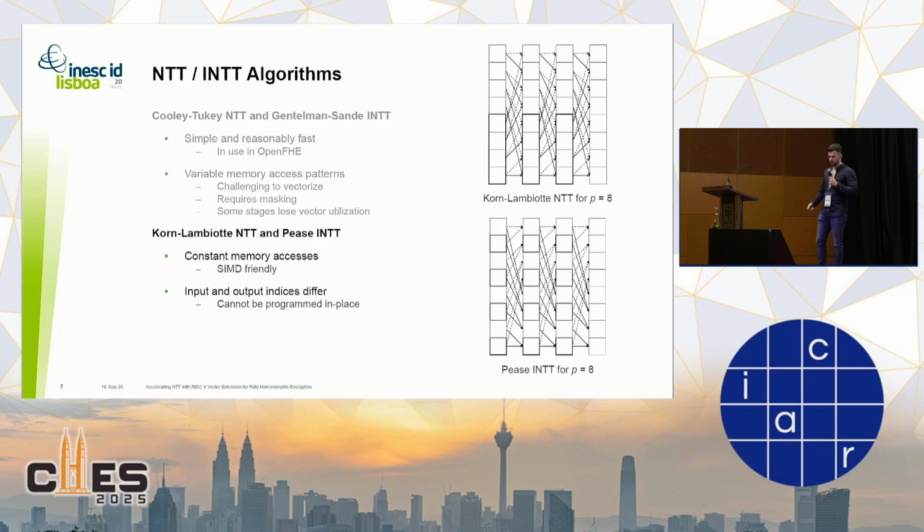Now Cooley-Tukey and Pease, hope I'm pronouncing that right. The memory accesses, as you see, are constant, so the same every stage. This is pretty good for SIMD, so much simpler. However, the input and output indices differ, so we can't program it like we can Cooley-Tukey and Gentleman-Sande. We need a little auxiliary array and ping pong the values back and forth, which isn't ideal, but it's also not so bad for performance.